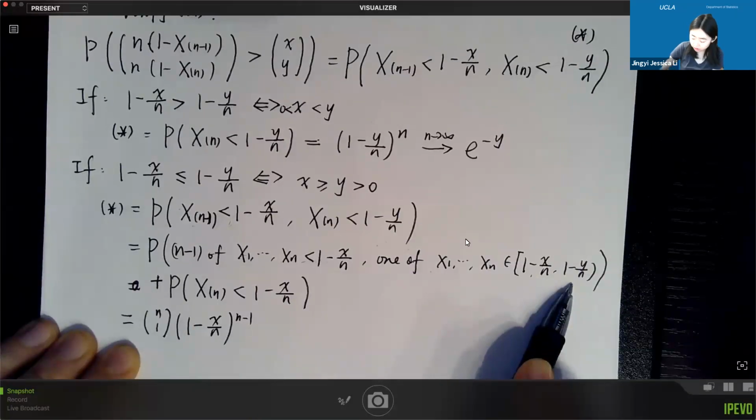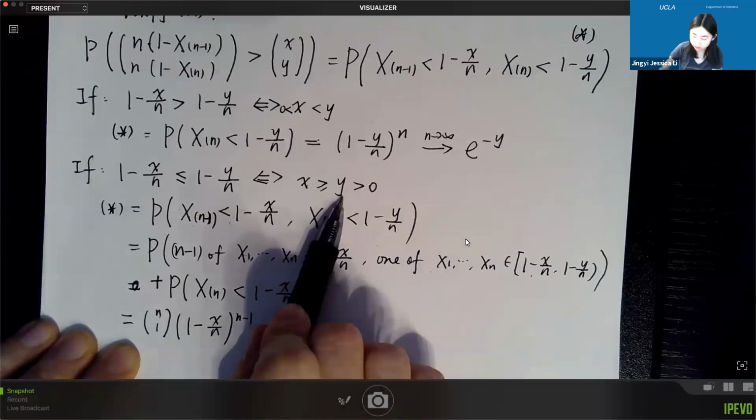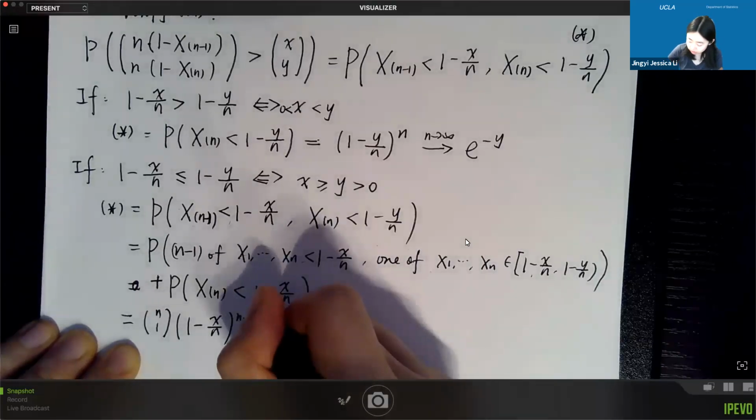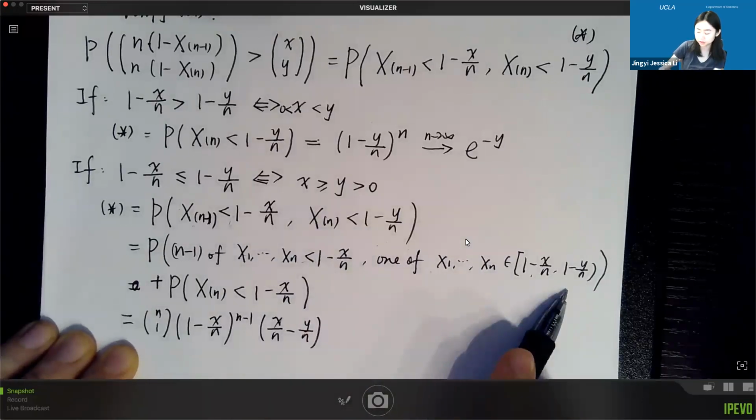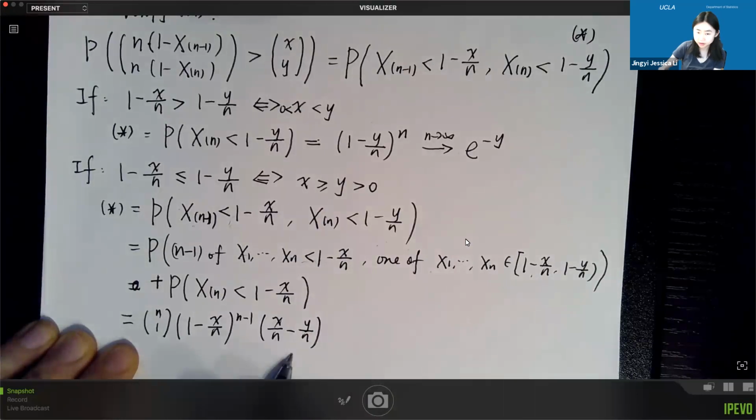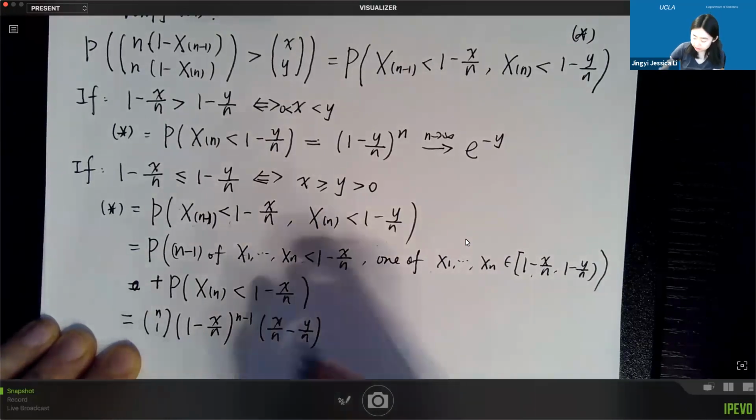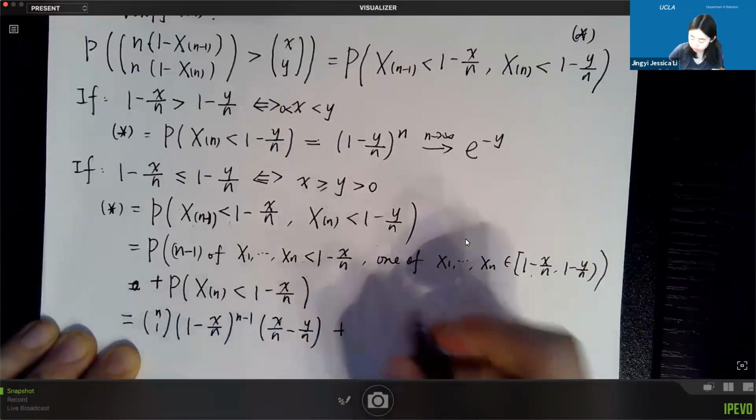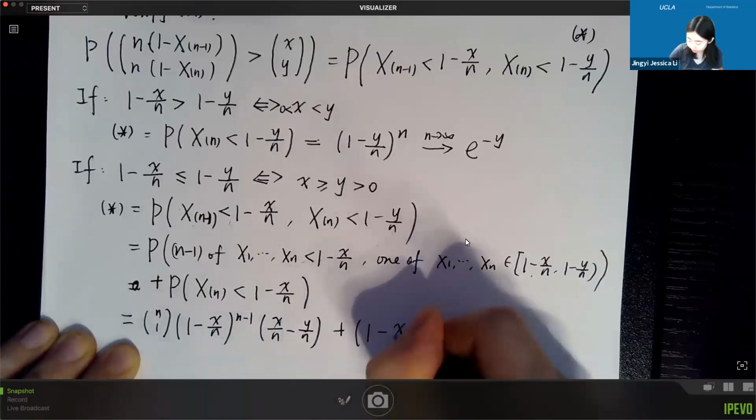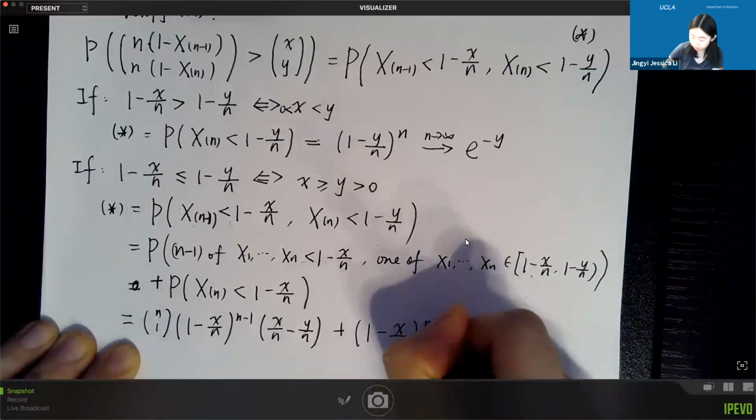is, here I know x is greater than y, so this is actually x over n minus y over n. That's the length of that last bit of interval. So this is the probability for the first part. And the second probability is easy. Everything is under this upper bound, so 1 minus x over n raised to the power n.